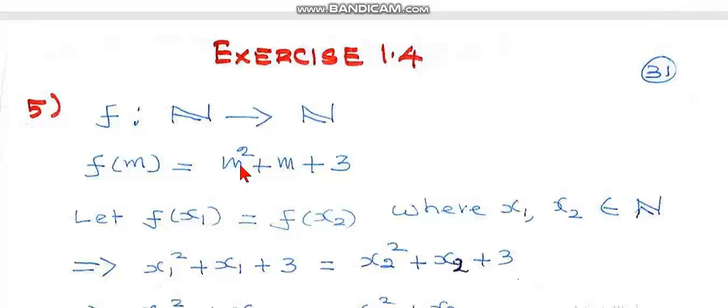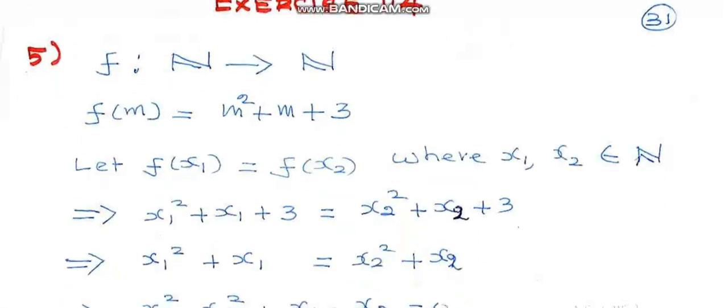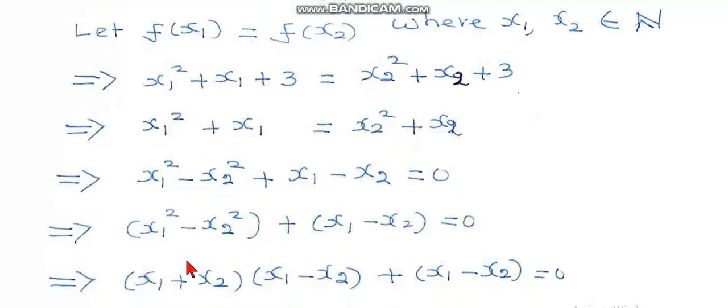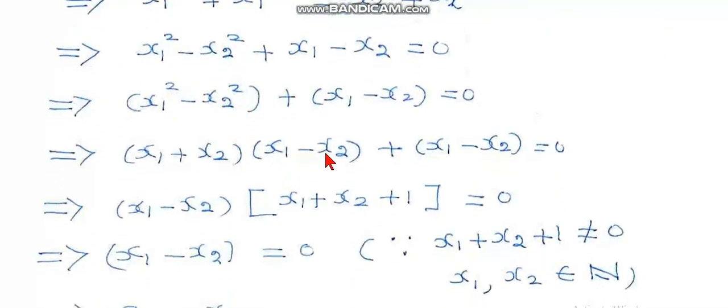f of x1 means x1 square plus x1 plus 3. f of x2 means x2 square plus x2 plus 3. 3 gets cancelled on both sides. So x1 square plus x1 equal to x2 square plus x2. That is x1 square minus x2 square plus x1 minus x2 equal to 0. We can group x1 square minus x2 square and x1 minus x2. We can factorize x1 square minus x2 square as x1 plus x2 into x1 minus x2, plus x1 minus x2 equal to 0. We can take x1 minus x2 as common between these two terms. So x1 minus x2 into x1 plus x2 plus 1 equal to 0.